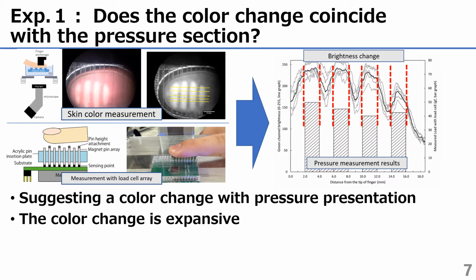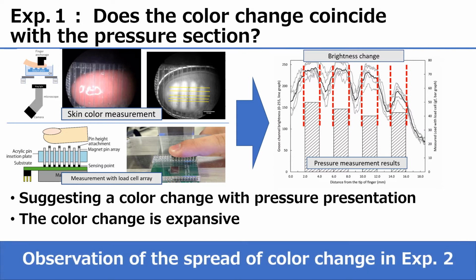In Experiment 1, skin color change and pressure were measured when a finger was pressed against the uneven surface at a 2 mm pitch, using a color change measurement device and a load cell array, respectively. The results showed that the area under pressure and the color change area were roughly the same. This result suggests that the color change is caused by pressure. We also found that the skin color change was extensive. Therefore, we measured the color change in Experiment 2.